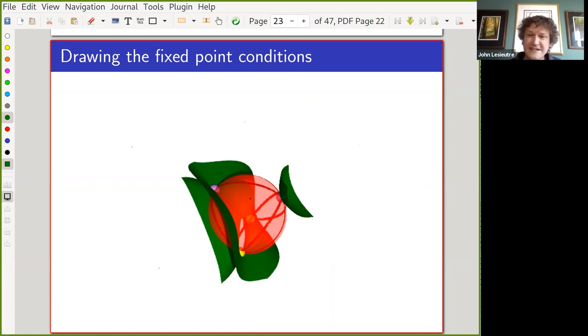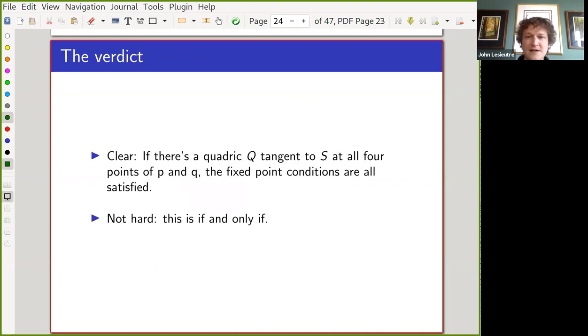So anytime that happens, if there's a quadric tangent to the cubic at 4 points, then all 4 of the fixed point conditions are satisfied, because when I cut this picture on the screen right now with any of the planes going through 3 of the 4 points, I am indeed going to get a quadric that's tangent to the cubic at those 3 points, just because it's coming from this tangent space quadric. So the conclusion is this. If you have a cubic surface with 4 points and there exists a quadric surface tangent to the cubic at all 4 points, then all your fixed point conditions are satisfied. The P involutions will fix the points of Q. The Q involution will fix the points of P.